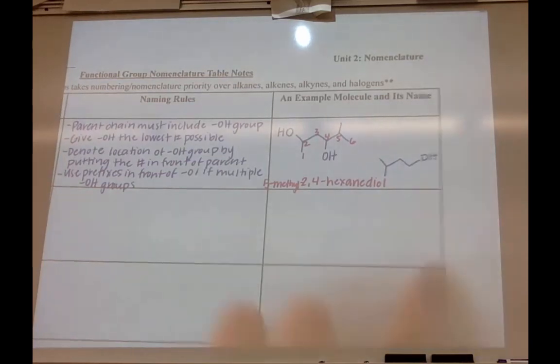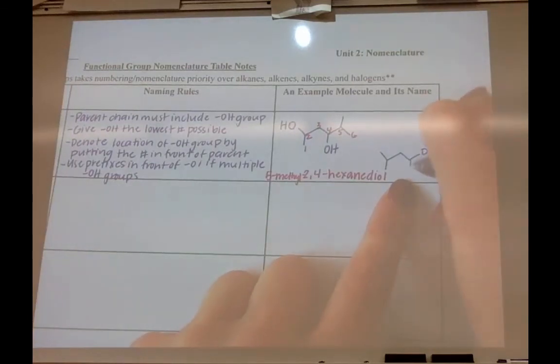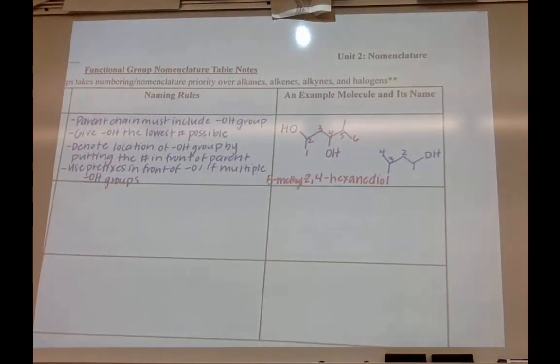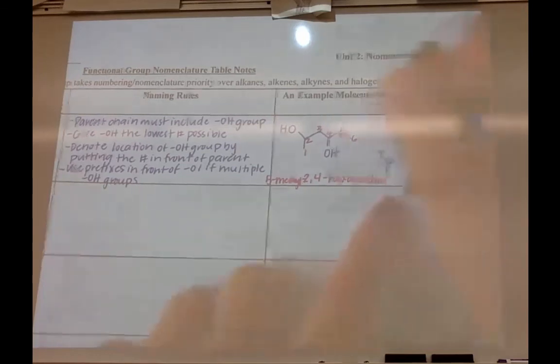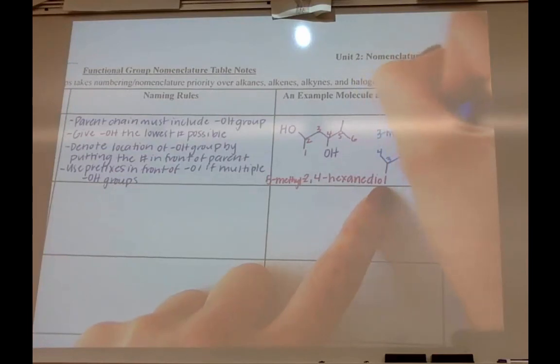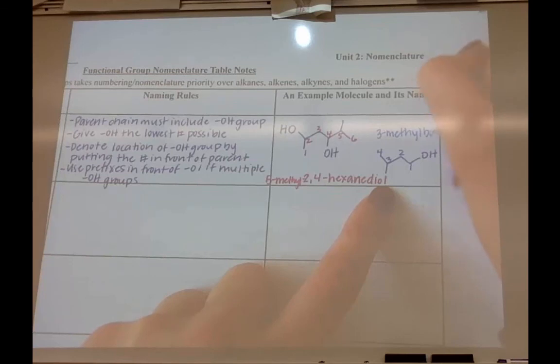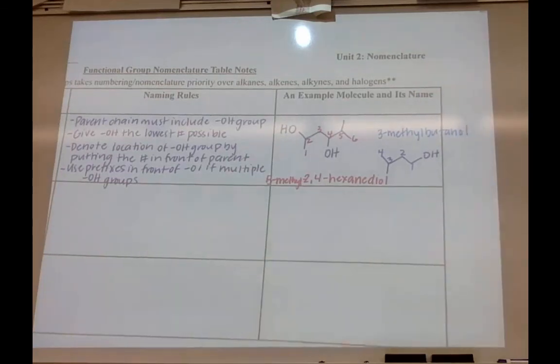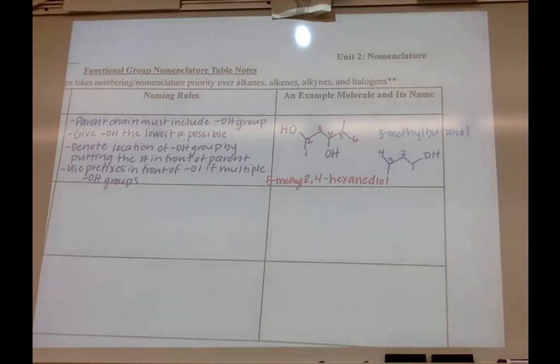Then if we number this way, look at this second one. 1, 2, 3, 4. Your OH takes priority over any other substituent. Give it the lowest number possible. What's 4 carbons? Butane. So it becomes butanol. So to name this, it would be 3-methyl. And you could do 1-butanol, but if you just did 3-methyl butanol, that's telling us it's on carbon 1.